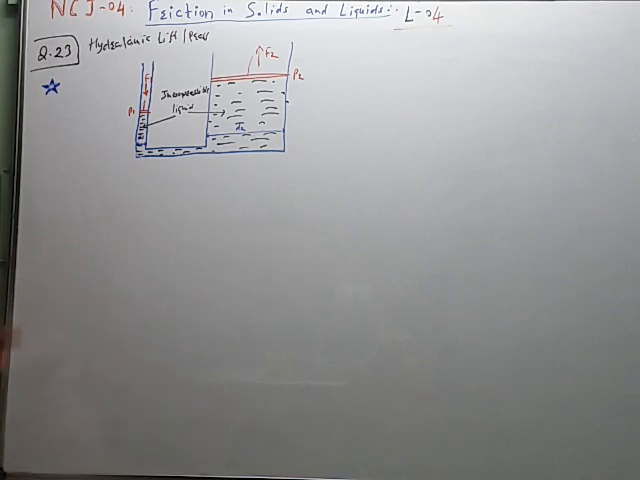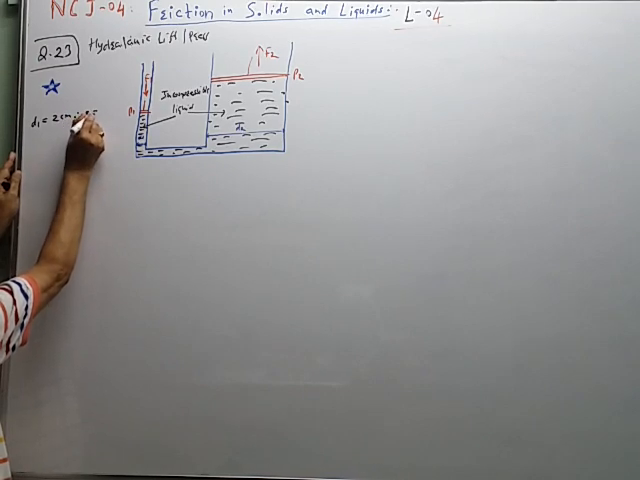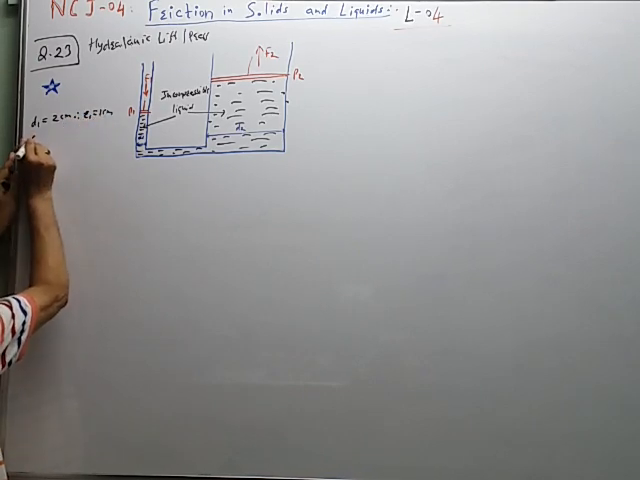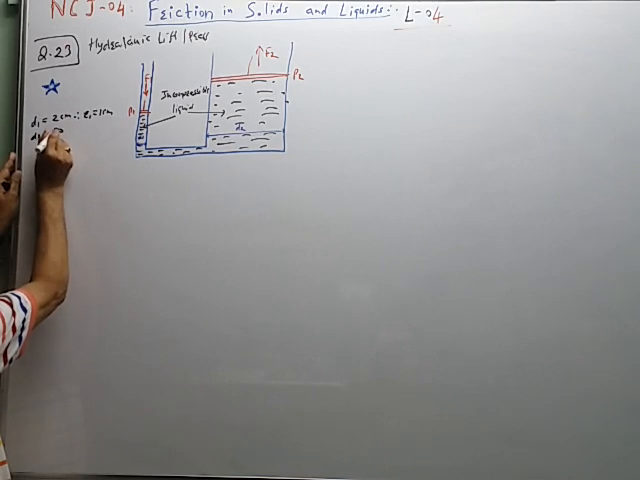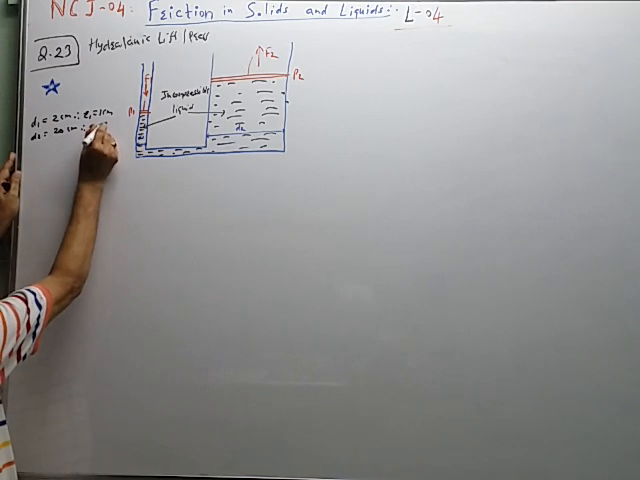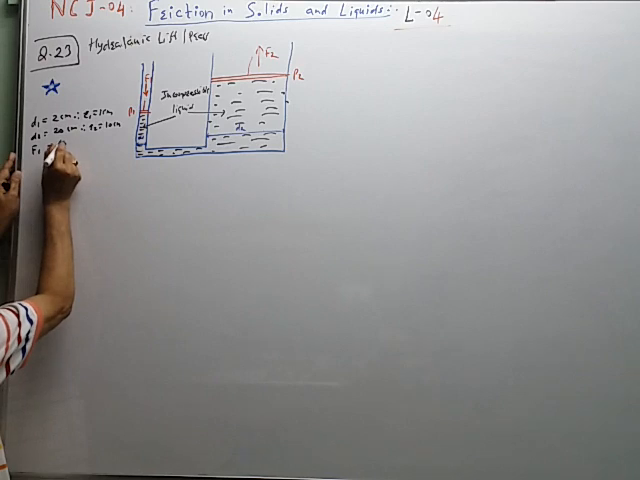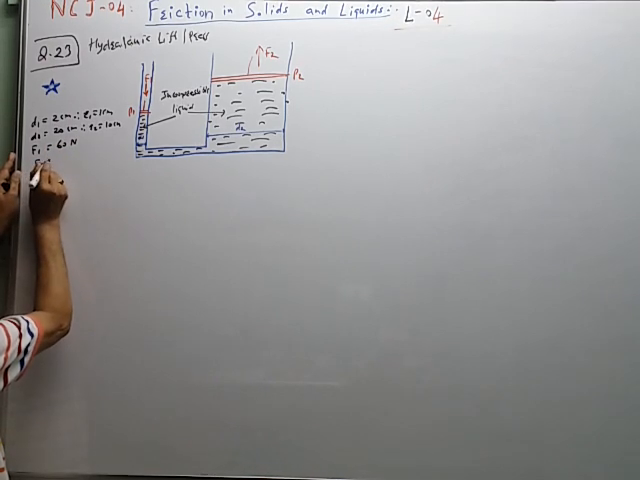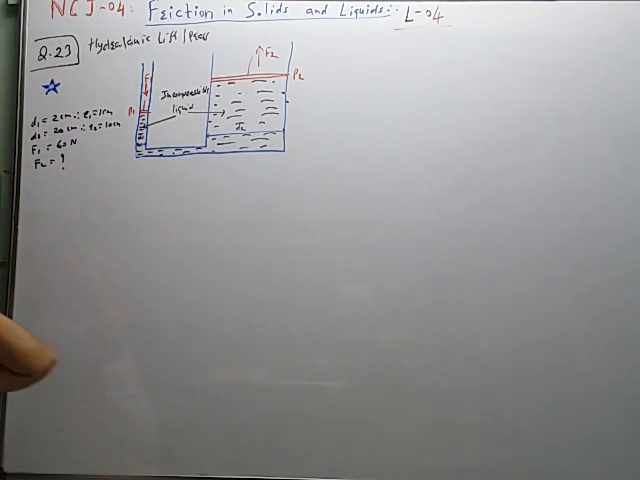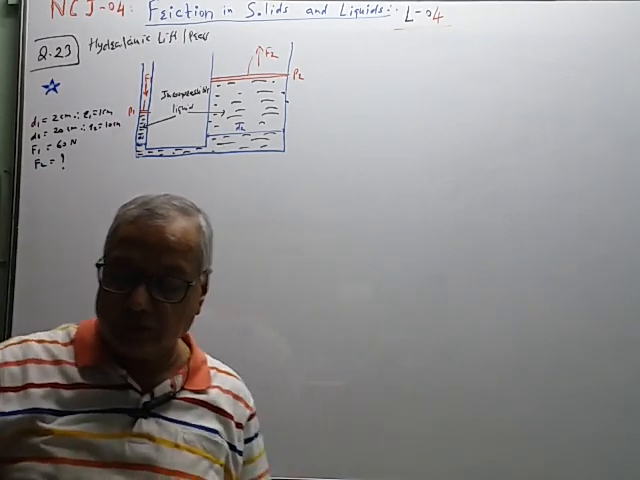So what is the given quantity? D1 is equal to 2 centimeter. Therefore R1 is equal to 1 centimeter. D2 is equal to 20 centimeter. Therefore R2 is equal to 10 centimeter. F1 is equal to 60 Newton. F2 is equal to question mark.